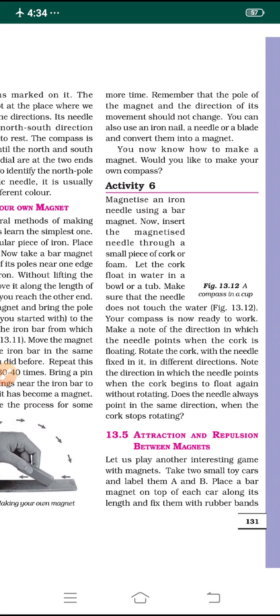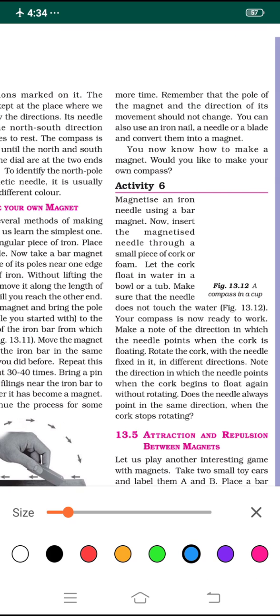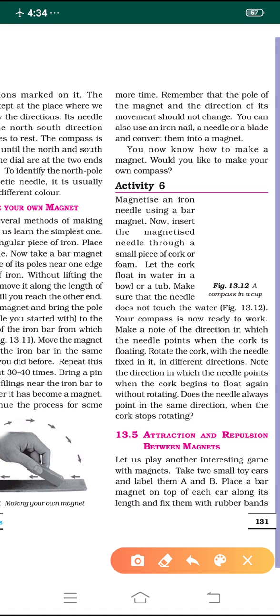You have to remember that the pole of the bar magnet and the direction of its movement should not change. The pole of the bar magnet from where you start should be the same, and the direction of its movement, where you are moving, should also not change.